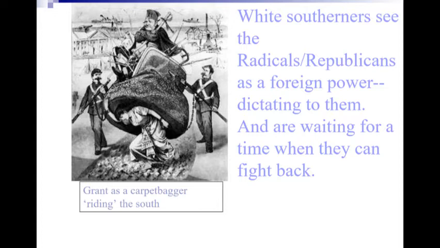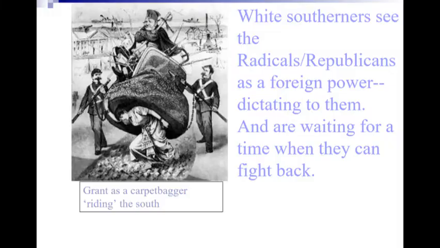And Grant is riding on the back of a woman who's labeled the Solid South. She is in chains carrying this weight of Grant and the carpetbaggers. This is a cartoon representation of what the average Southern white person thought of Reconstruction, that this was something that was being inflicted upon them by a conquering power that they had to fight to withstand.